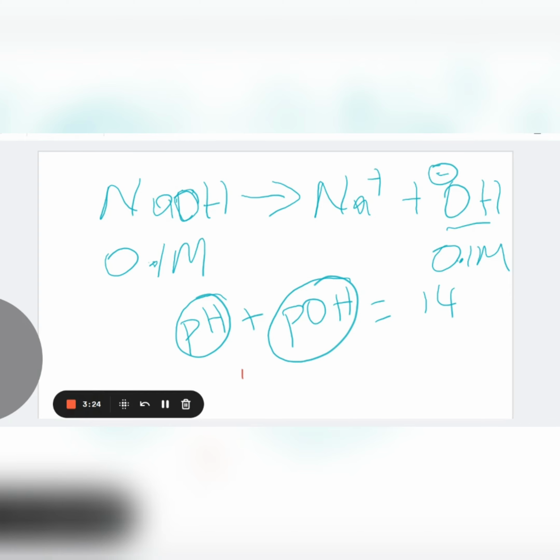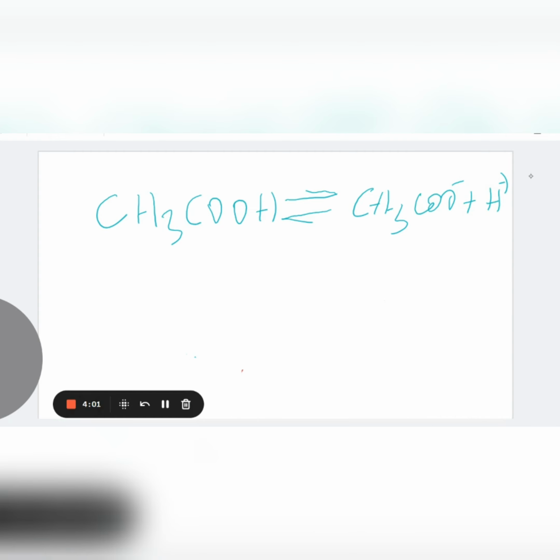Now the question is, what if the substance is a weak acid or a weak base? How do you quantify H plus ion concentration? So that's what we're really going to look at right now. So let's say you have a weak acid like ethanoic acid, CH3COOH. It dissociates. Now the first thing is you're using these reversible arrows because it's a weak acid. And so you end up with the ethanoate ion plus the proton over there.